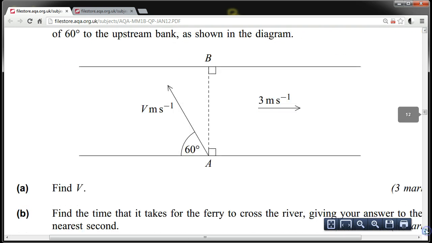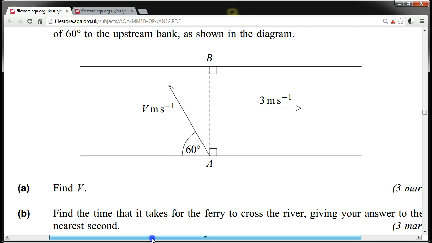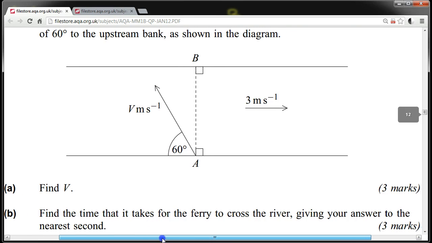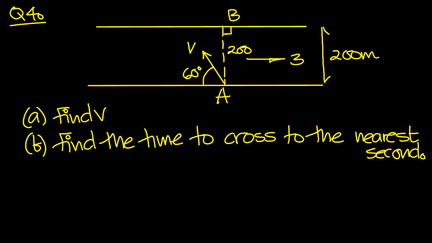Find v and find the time that it takes for the ferry to cross the river, giving your answer to the nearest second. So here's the question then, with all the information contained. Find v and find the time to cross the river to the nearest second. So basically we've got a triangle here.